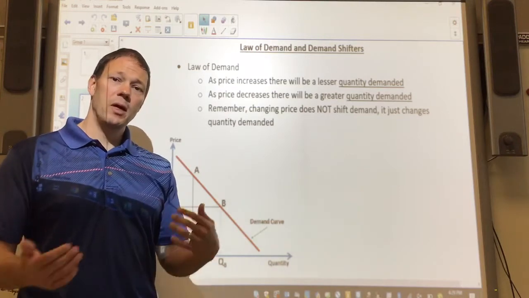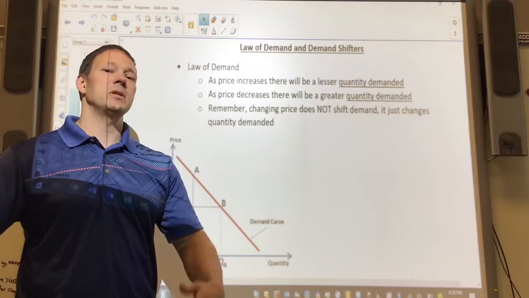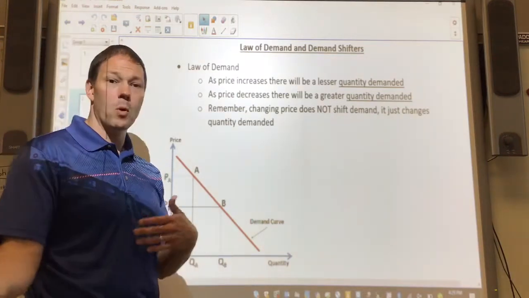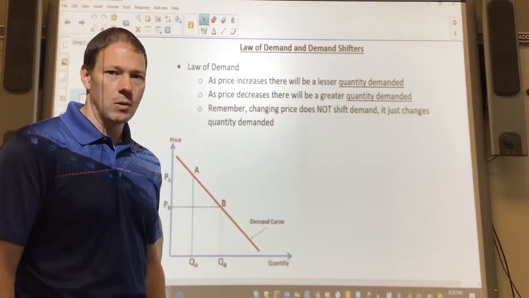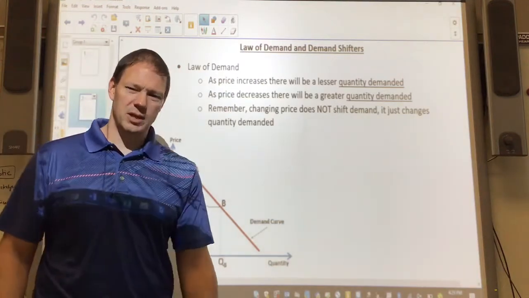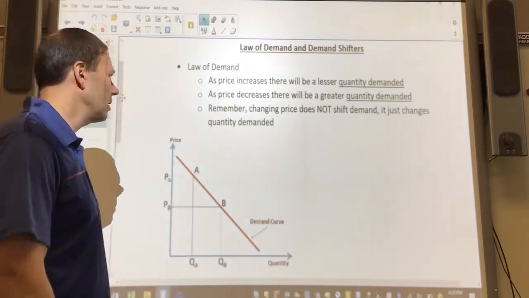So pretty simple. Things get expensive, you say, I'm going to wait. When things go on sale, that's when you say, yeah, I'm going to buy. So you buy more at a lower price and less at a higher price. Pretty simple. That's pretty much how we work. Nobody ever goes to the store and says, ooh, that's on sale, I'm going to wait until it goes off sale and pay full price for it. Of course not, that'd be silly.